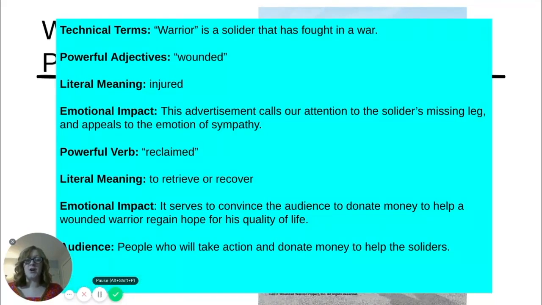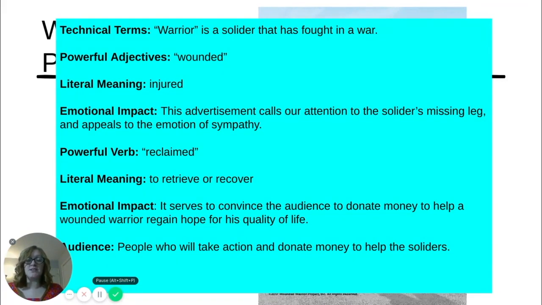A technical term that you might see is warrior. A warrior is a soldier who has fought in a war. So this is clearly a man in the photograph that has fought in a war and lost his leg. Powerful adjective would be wounded. The literal meaning of the word wounded is injured. In this photograph of the man, we see that he is wounded because he's missing his leg and has a prosthetic.